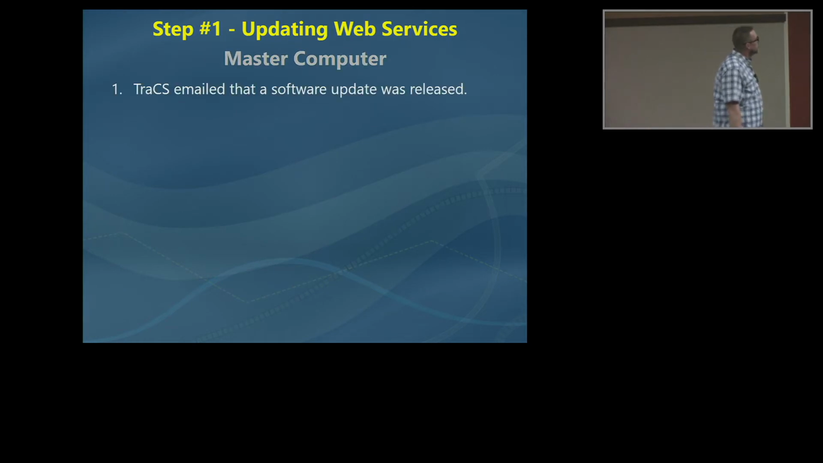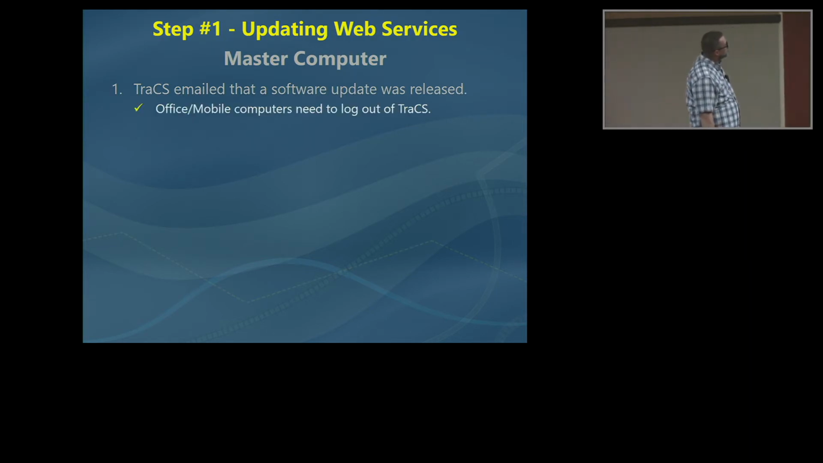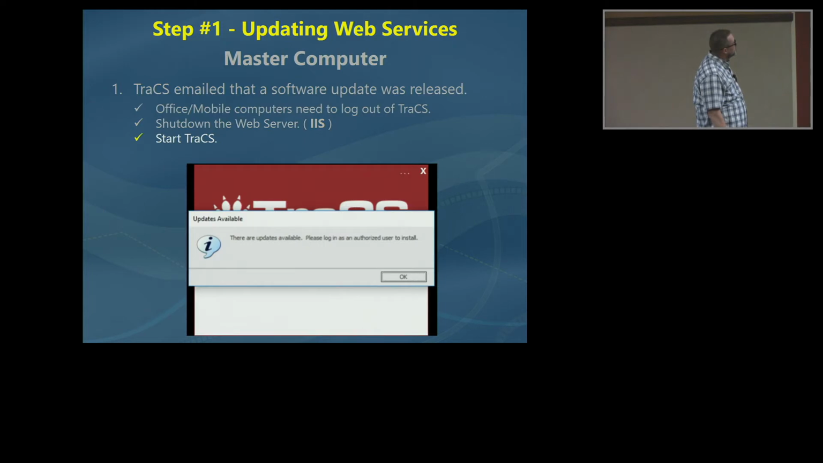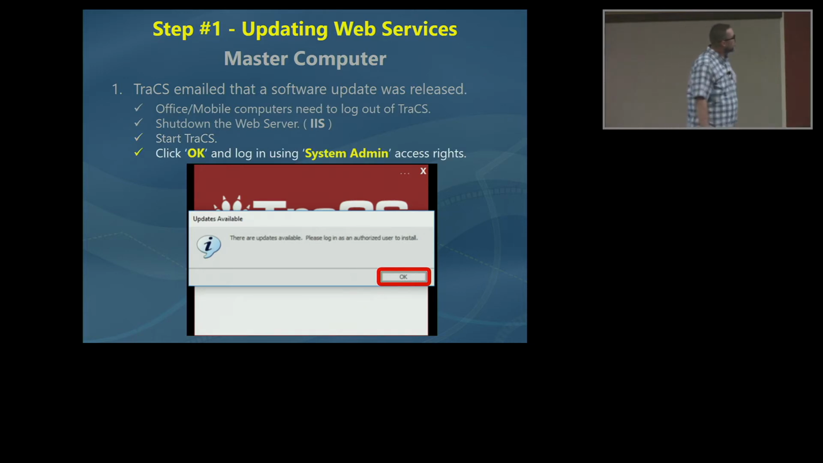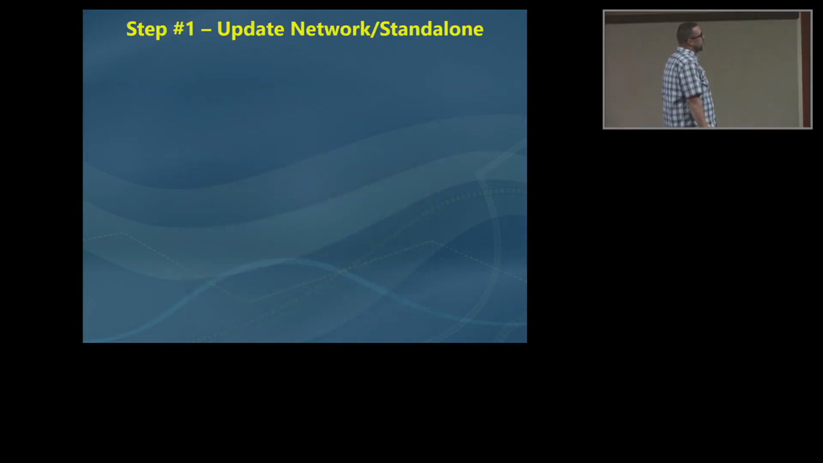Okay, so you have a master computer. A master computer acts a little bit different than the rest. You emailed us and said you wanted the update release. We did that. Get them logged out. Shut down your IIS server, and when you get to the master and load TraCS, it'll come up with a window that looks like this. It'll say updates are available, log in, and we'll get this installed. So you hit OK. The system admin also has to do this. It's not supervisor. You guys probably know that though.